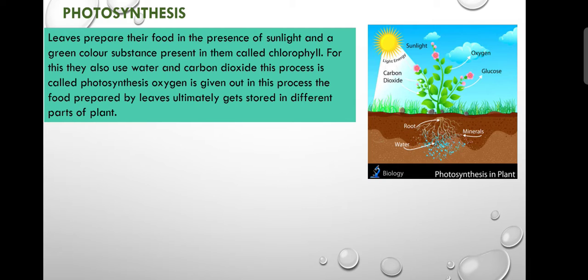Photosynthesis. Leaves prepare their food in the presence of sunlight and a green colored substance present in them called chlorophyll. For this they also use water and carbon dioxide. This process is called photosynthesis. Oxygen is given out in this process. The food prepared by leaves ultimately gets stored in different parts of the plant.